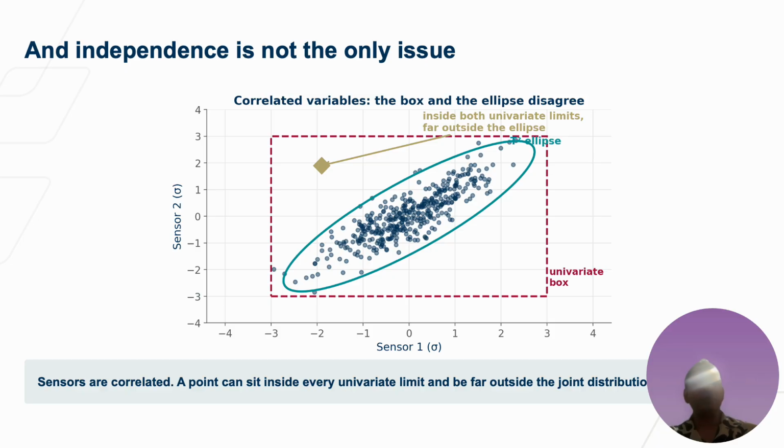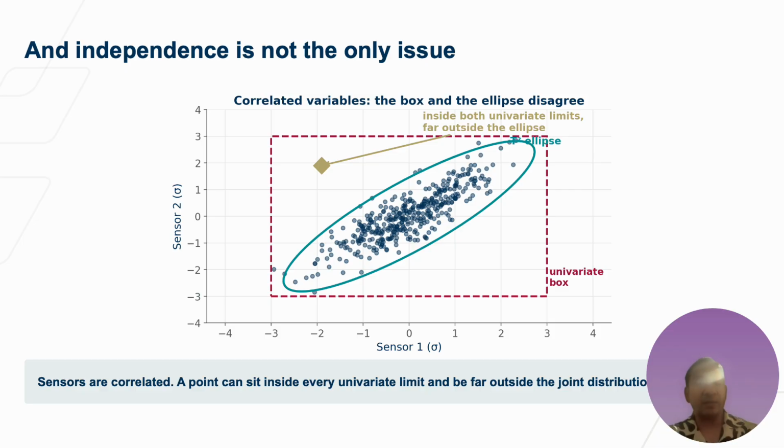Sensor 1 within its limits, sensor 2 within its limits. The teal ellipse is what the joint distribution actually looks like. That point sits inside both univariate limits and neither chart fires. And it is far outside the ellipse. It is in a region where the process has essentially never operated, because these 2 sensors always move together, and here they have moved apart.